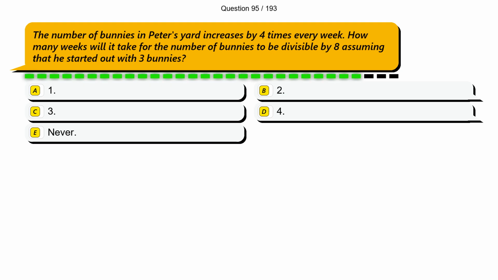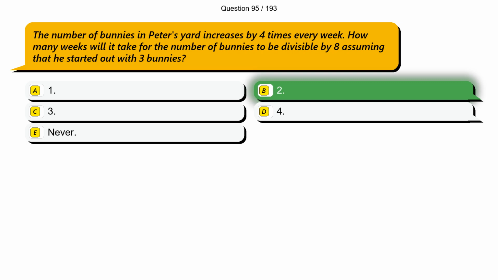Question 95. The number of bunnies in Peter's yard increases by 4 times every week. How many weeks will it take for the number of bunnies to be divisible by 8, assuming that he started out with 3 bunnies? Option A, 1. Option B, 2. Option C, 3. Option D, 4. Option E, never.